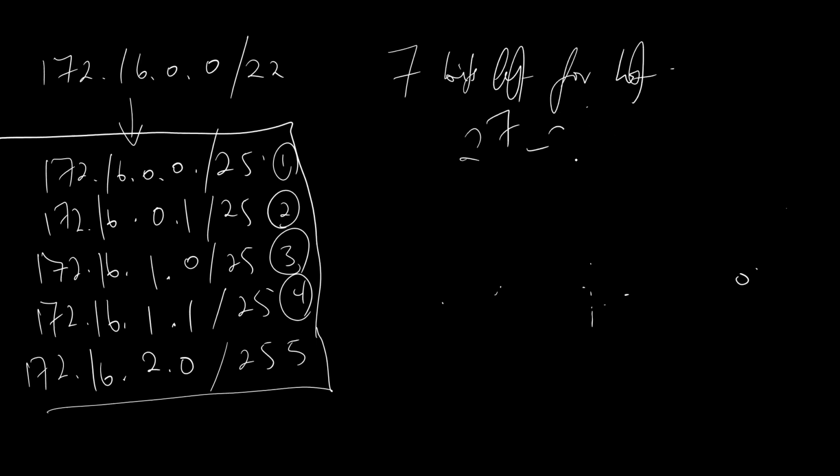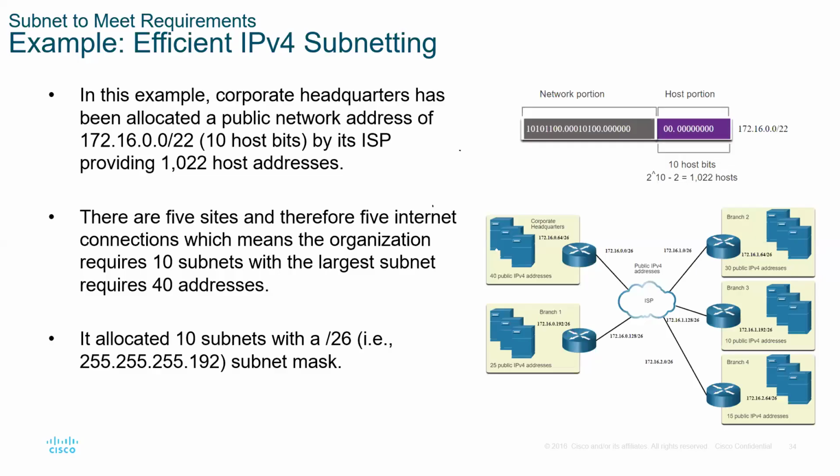2 to the power 7 minus 2. What do we get? Let me see. 2 to the power 7, 128 minus 2, 126. So it will mean each network is going to have 126 host addresses. 126. Keep that in mind. If I then come back here to my 5 networks, this one only needs 40. This one, 25. However, I've created 126 here, 126 here, 126 here, 126 here, 126 as well here.